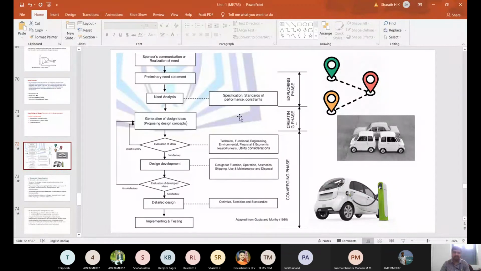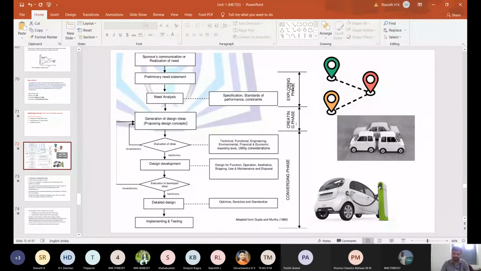Okay, we'll start today's session. In the previous class, we discussed the morphology of design. Morphology of design consists of three phases. First phase is the divergence phase. It is also known as the explorative phase or exploring phase, in which the problem is understood properly. Our need will be defined and communicated properly to the designer, or the designer will try to understand the need as much as possible in a better way. That is about the exploring phase.